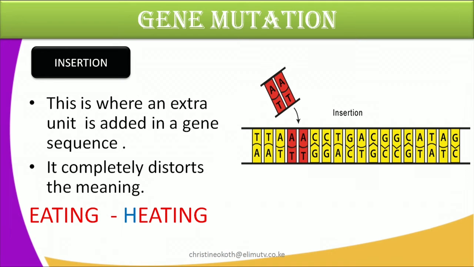For example, we have the word eating, E-A-T-I-N-G. If you add an H in the beginning, the meaning will be totally different. It will be heating. Eating and heating are two completely different words. You can see from our illustration here that some bases, adenine and thymine, have been added in that sequence. They were initially not there, but they have been added. So there is a complete change of the sequence of the gene. It will no longer be the same, so it will have another different meaning.